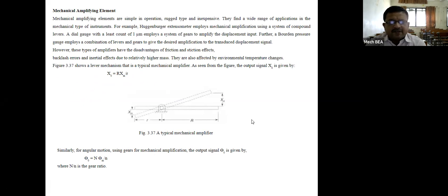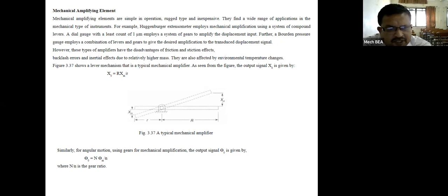Mechanical amplifying elements are simple in operation, rugged, and inexpensive. They find a wide range of applications in mechanical type instruments. For example, the Huggenberger extensometer employs mechanical amplification using a system of compound levers. A dial gauge with a least count of 1 micrometer employs a system of gears to amplify the displacement input.